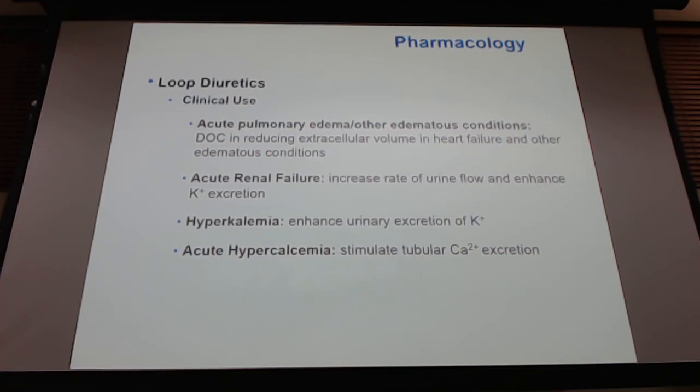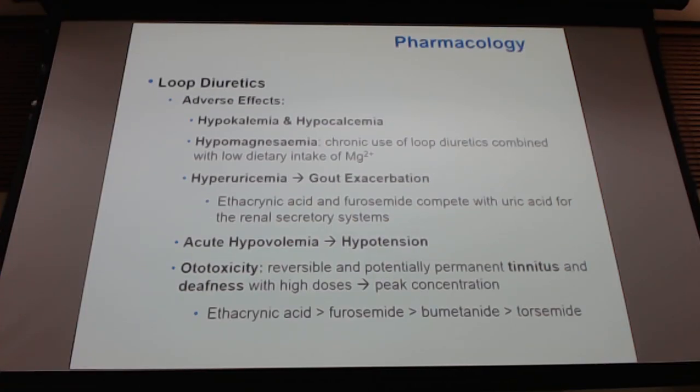And then acute hypercalcemia, so it'll, oh, just kidding, I'm sorry. So if they have high potassium, it's going to fix that by causing the excretion of potassium into their urine. Sorry about that, but there you go. And then acute hypercalcemia, so it'll cause tubular excretion of calcium into the urine. There we go. And here we are, the adverse effects.